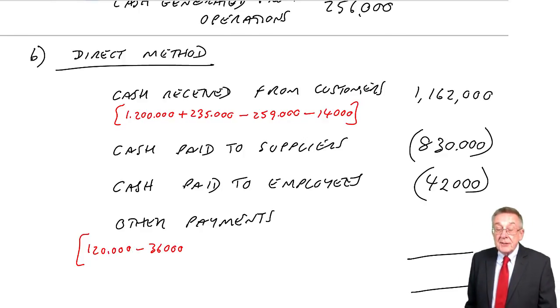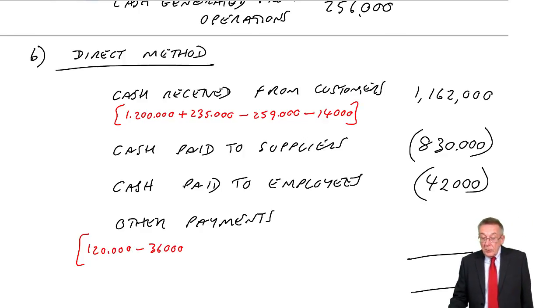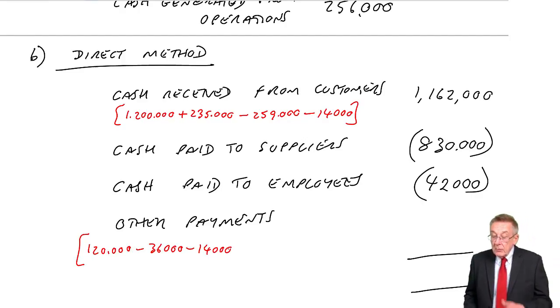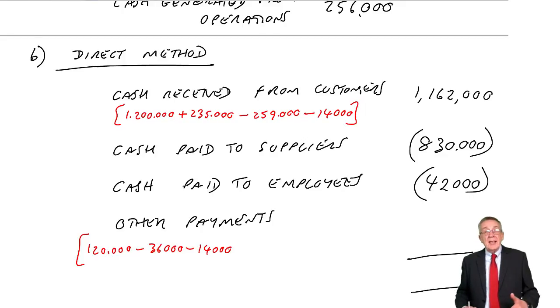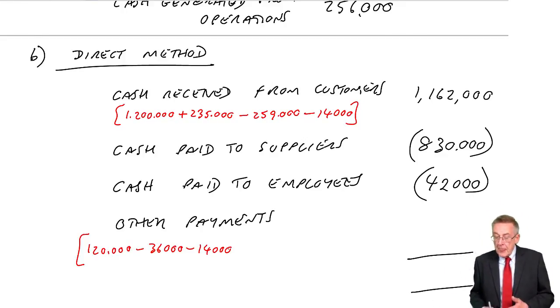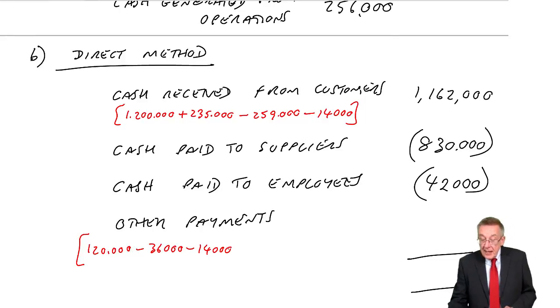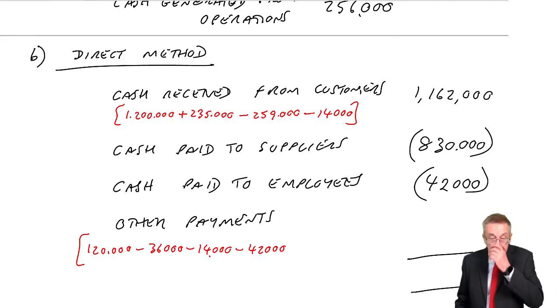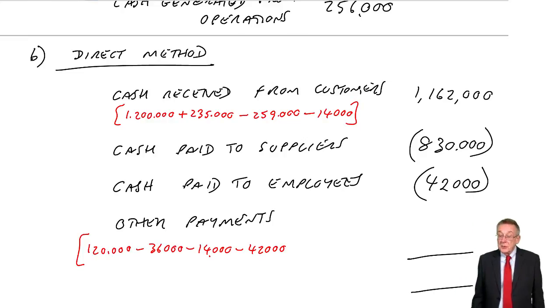The irrecoverable debts of 14. Well, that's not an actual cash payment, and I dealt with it when I got cash received from customers. The cash we received was 14,000 less than it would have been, so I don't want to include it twice, so I'll take that out of my expenses. Employment costs 42. Well, we're showing that separately, so I don't want to include that 42 here as well.